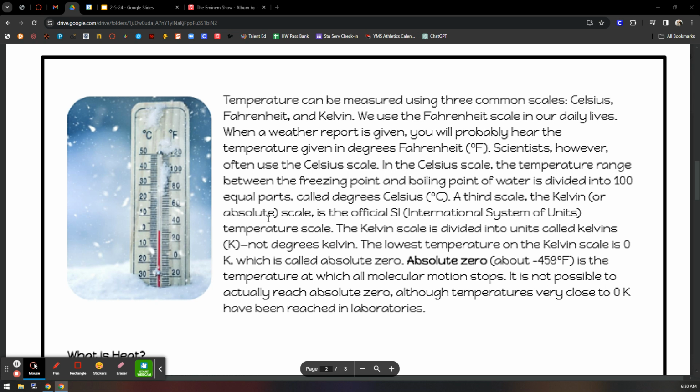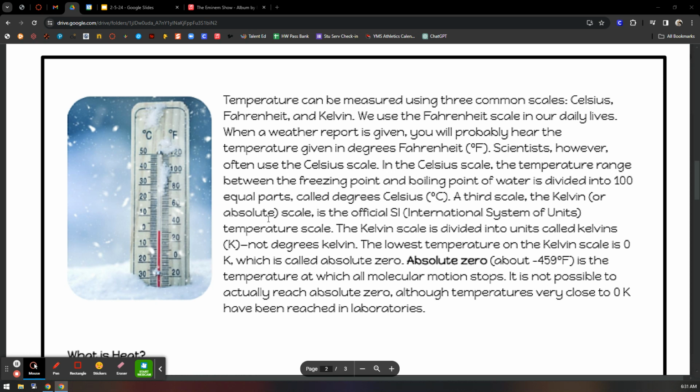Temperature can be measured using 3 common scales: Celsius, Fahrenheit, and Kelvin. We use the Fahrenheit scale in our daily lives. When a weather report is given, you will probably hear the temperature given in degrees Fahrenheit. Scientists, however, often use the Celsius scale. In the Celsius scale, the temperature range between the freezing point and boiling point of water is divided into 100 equal parts, called degrees Celsius.